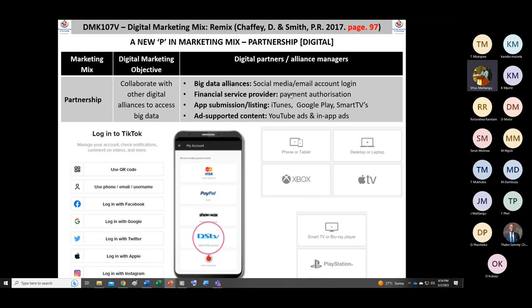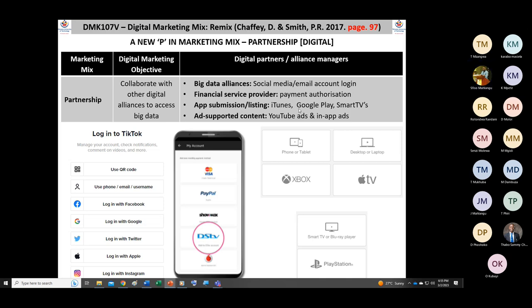If we partner with service providers, this could be for payment authorization, like you see on the slide, whereby a customer is making a payment and they can use maybe their Vodacom account, or they can pay using Visa. So this company has partnered or collaborated with all these digital alliances, Visa, PayPal, Showmax, Vodacom, for customers to make payment. So we include any partner that we think about. We just have to classify what type of partner that is.